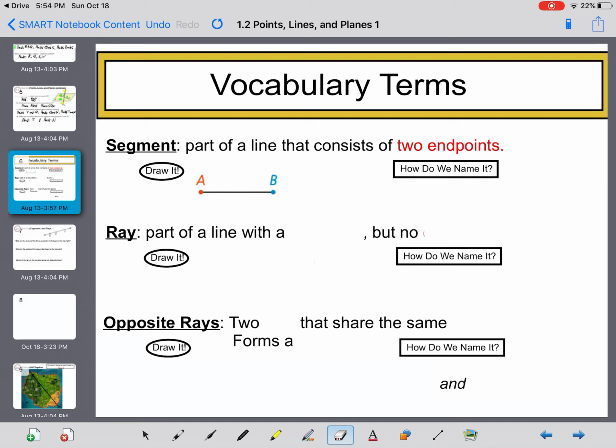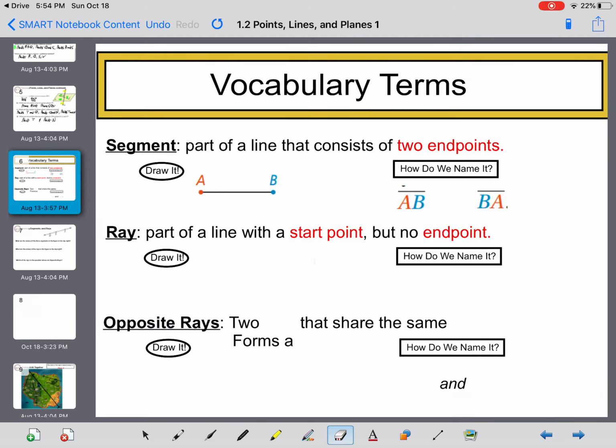How would you name this line segment? There's a few ways to name it. We can name it segment AB. Notice there's just a line above with no arrows. Or you could call it line BA. A ray is a part of a line with a start point but no end point.